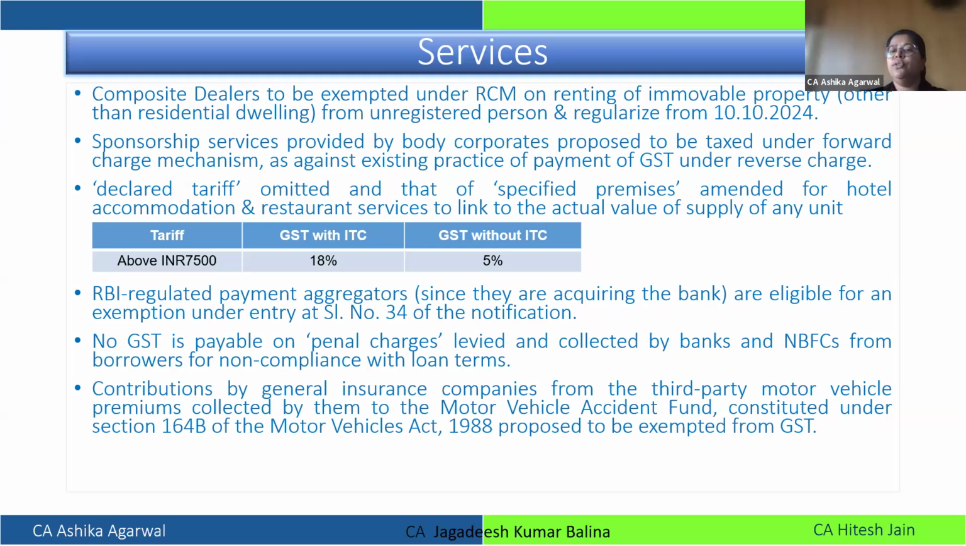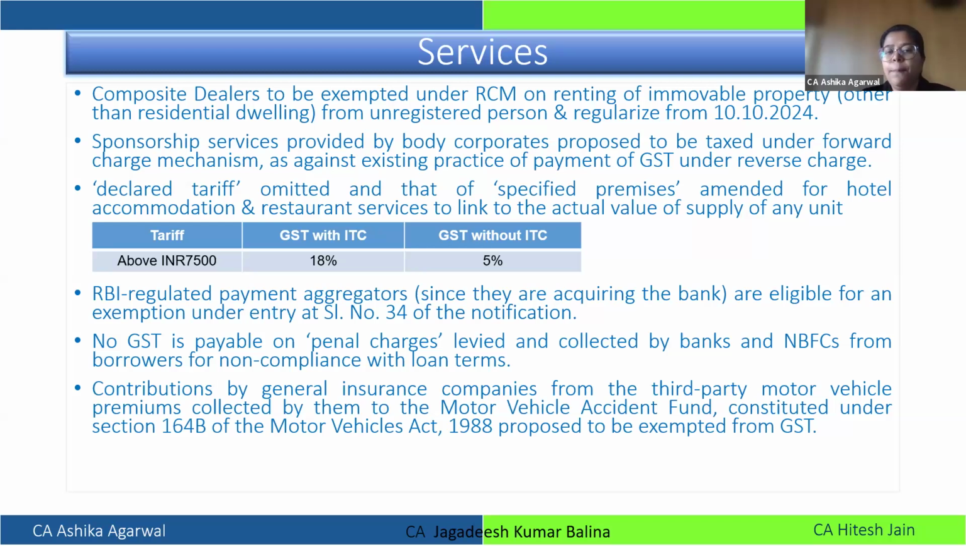So even if it is residential, or the purpose was not business, even for a director or employee, if a company is incurring expense of residence and paying the rent, and the company is registered and the landlord is raising the bill on the company, then GST was liable to pay under RCM. Now in this, they have said they are removing the composite dealer. So composite dealers are not required to pay this under RCM on renting of immovable property. And this they have proposed from 10th October 2024. So even for the past period also, they are not required.